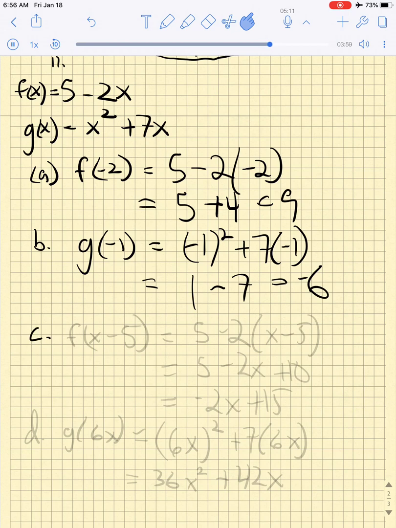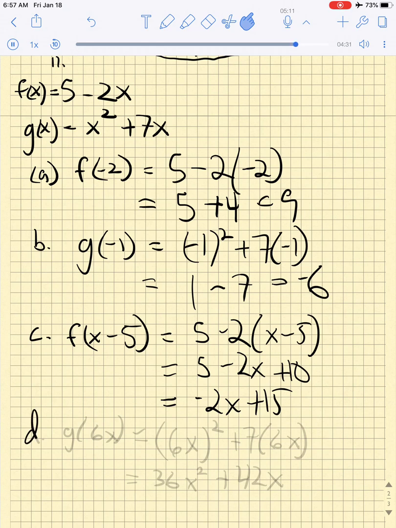Part C, f of x minus 5. This is equal to what? 5 minus 2 parentheses x minus 5. Now we have 5 minus 2x plus 10. This is equal to negative 2x plus 15.